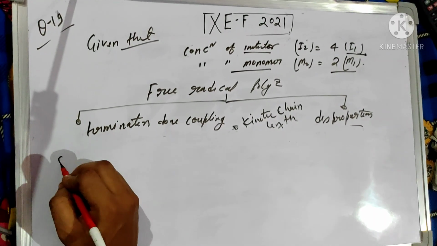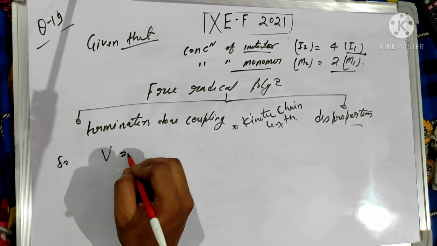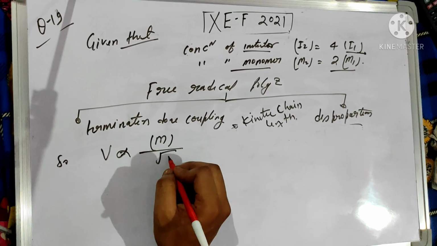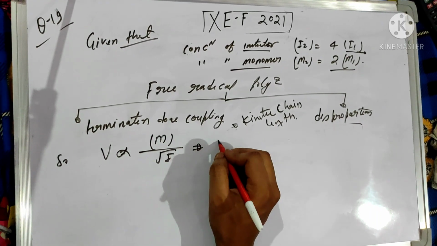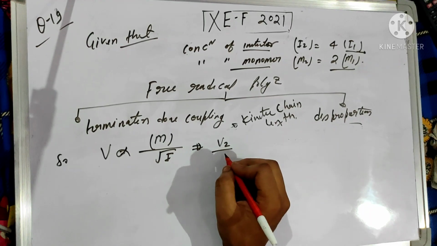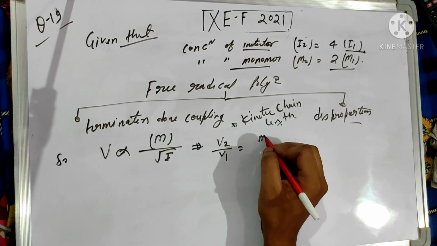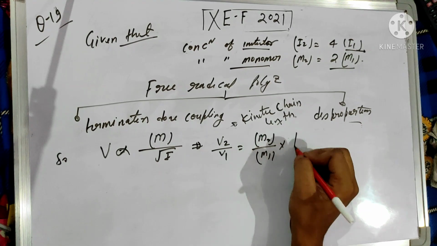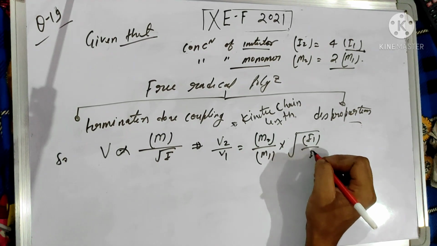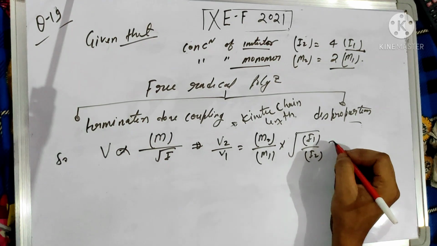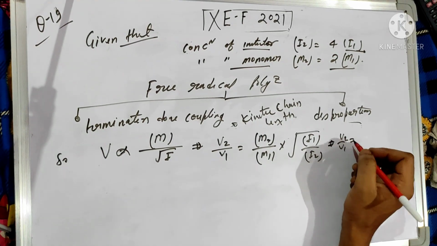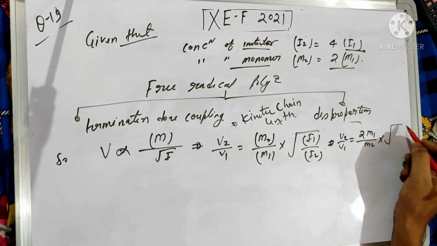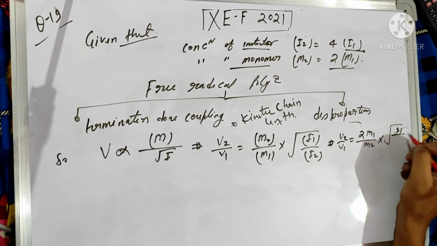Now the kinetic chain length V is proportional to the concentration of monomer and to the square root of concentration of initiator. So the ratio V2 divided by V1 is equal to M2 divided by M1 into square root of I1 upon I2. In the question, the concentration of the monomer increases by 2 times of initial, and initiator increases by 4 times of initial.